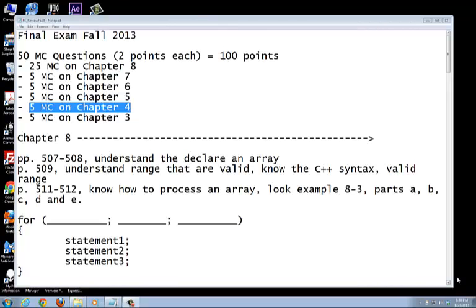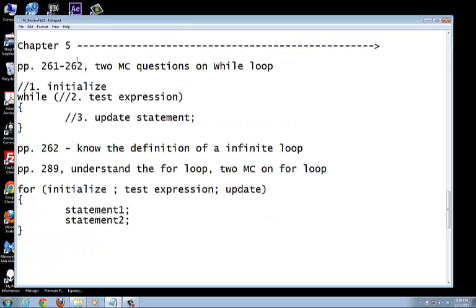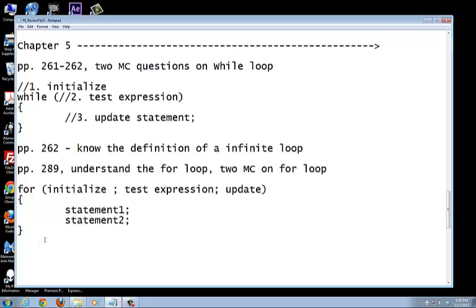I'll move on to Chapter 4. I'm going to tell you the 5 questions I'm going to hone in on, and have you focus on studying for. It's Chapter 4. It gets easier as we move forward in the chapter.